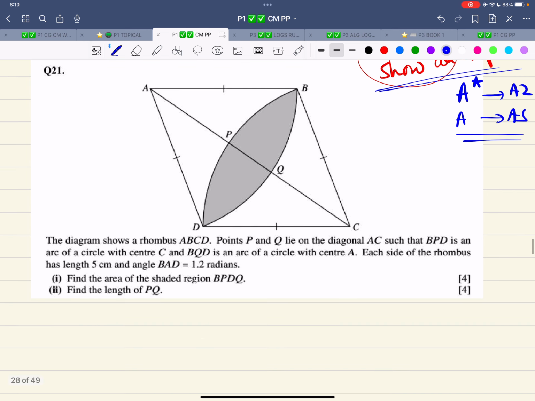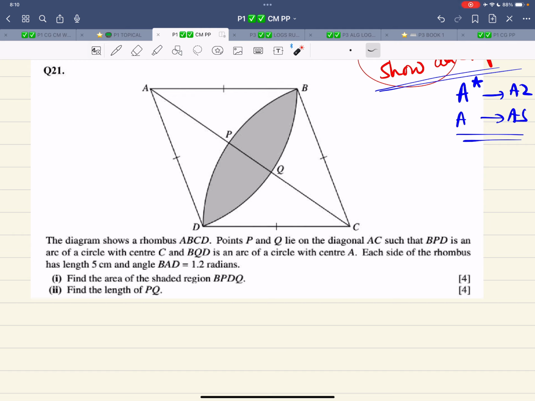Now over here, it says the diagram shows a rhombus. So now this is not a coordinate geometry question, but the rhombus property remains the same. The four sides are equal and the diagonals bisect each other at 90 degrees.